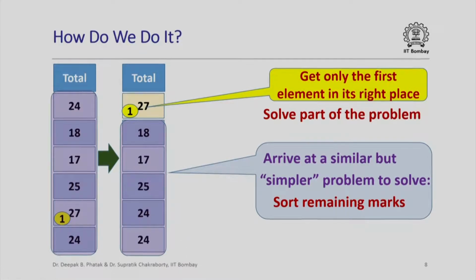Why is it similar? Because I still have to sort this part of the array. Why is it simpler? Because I have to worry about 1 less marks. Now how do I go about solving this similar but simpler problem? Well, in exactly the same way that we discussed just now. What we are going to do is we are going to solve part of this smaller subproblem.